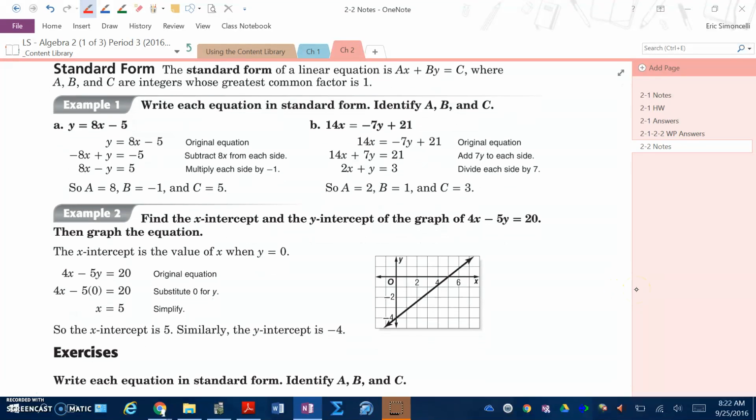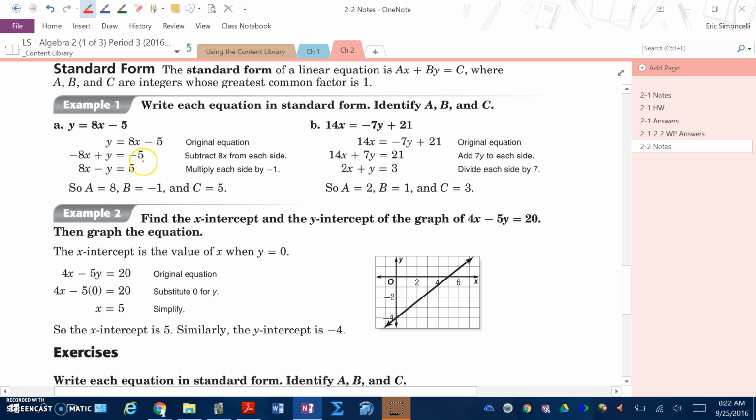On the next side, we see standard form. The standard form of a linear equation is ax plus by equals c, where a, b, and c are integers whose greatest common factor is 1. So example 1, write each equation in standard form. Identify a, b, and c. So we see y equals 8x minus 5, and as you can see here, they moved the 8x over to the left simply by subtracting 8x. So you'll have negative 8x plus y equals negative 5. Your a is negative 8, your b is 1 in front of the y, and your c would be negative 5.